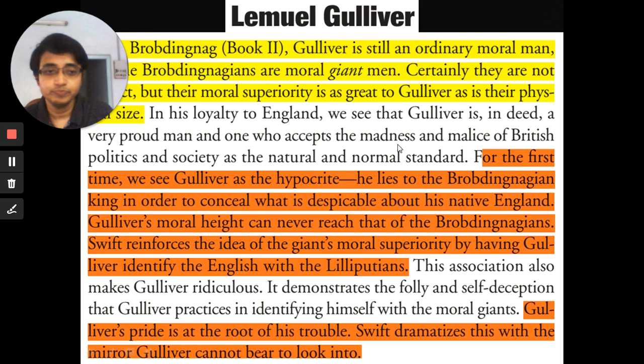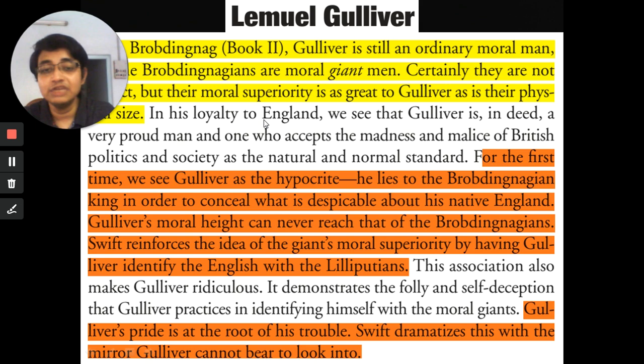So for the first time we see Gulliver as the hypocrite in this particular text, in book 2. He lies to the Brobdingnagian king in order to conceal what is despicable about his native England. Gulliver's moral height can never reach that of the Brobdingnagians, and Swift reinforces the idea of the giants' moral superiority by having Gulliver identify the English with the Lilliputians.